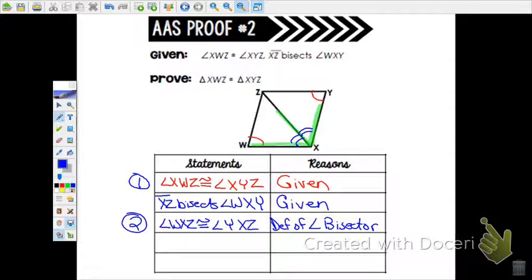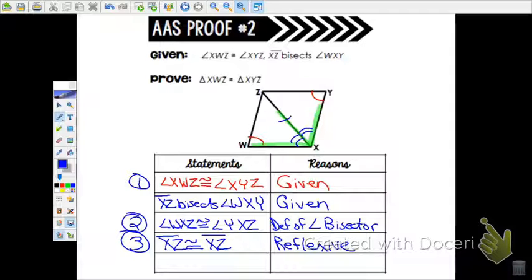What else do I know by looking at my picture? Again, I've got that shared side. So XZ is congruent to XZ, reflexive. So that's my third congruency statement.